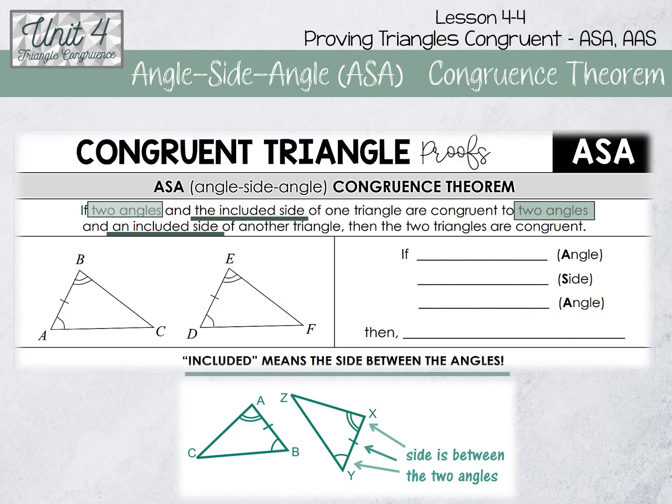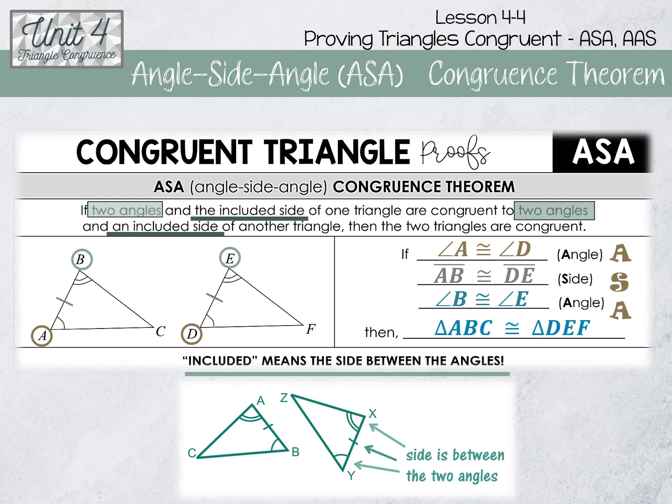There's a little diagram for you. If angle A is congruent to angle D and segment AB is congruent to segment DE, and a set of angles so that the side is in between the angles, angle B is congruent to angle E, then the triangles are congruent using the ASA Congruence Theorem. Triangle ABC is congruent to triangle DEF.